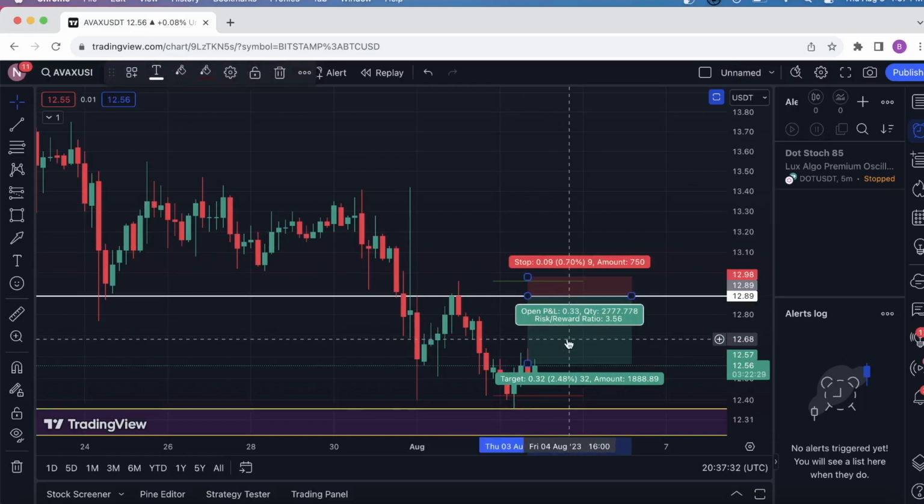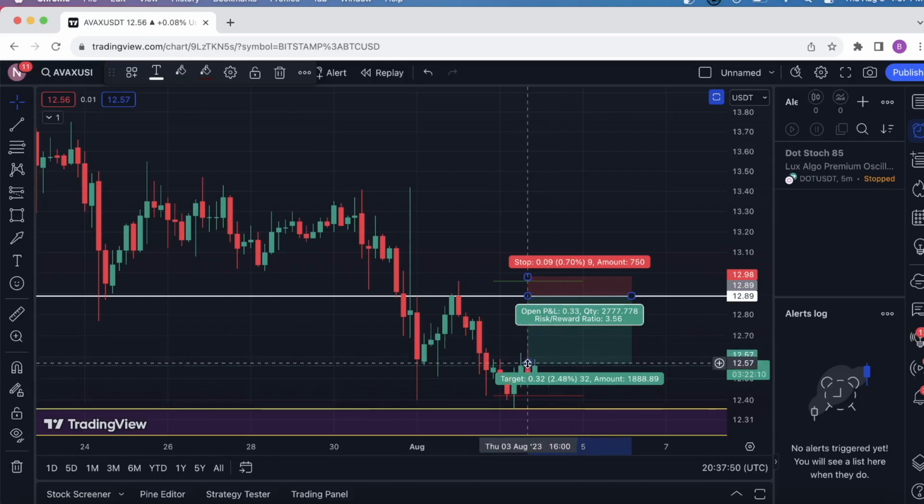What that means is for every $1 I risk, I can get $3.56 back, potentially. In terms of the actual percentages, I would risk 0.70% on this, so not even 1%, to potentially get 2.48% to the downside. So that would be a pretty good trade.